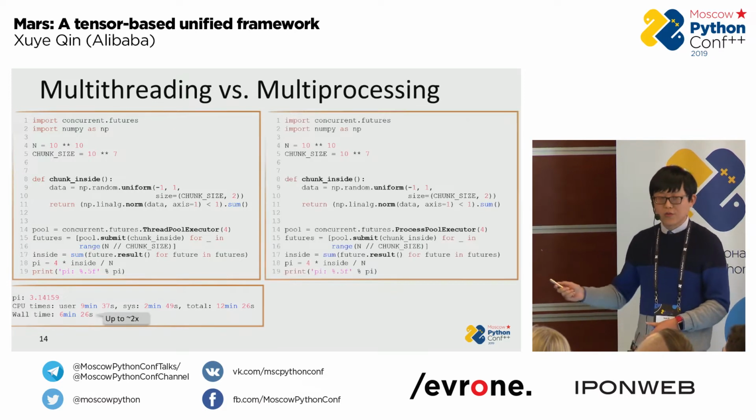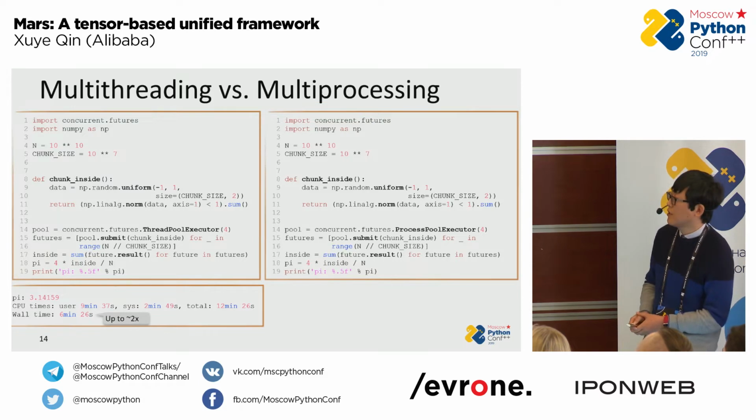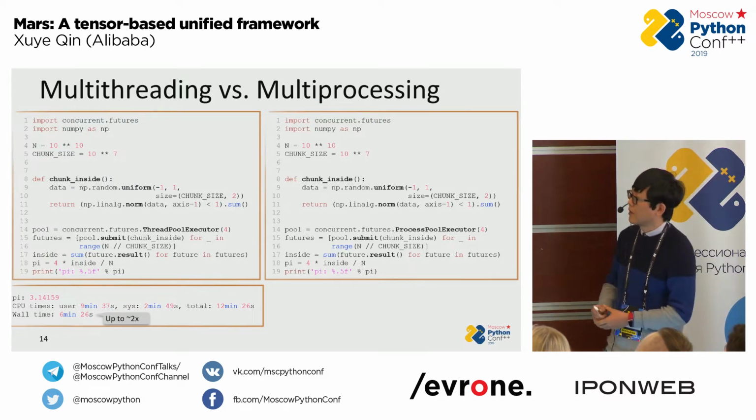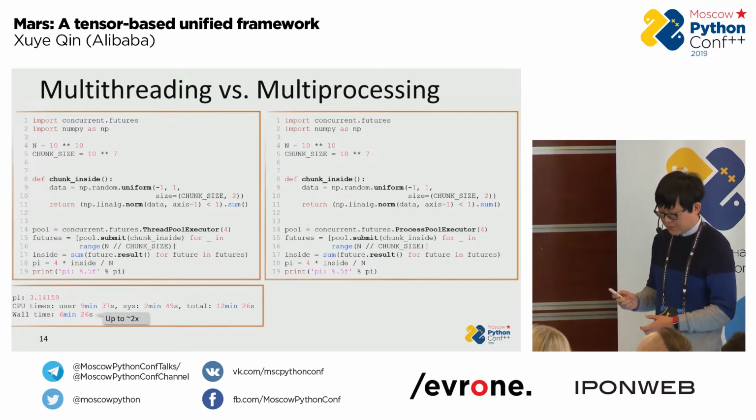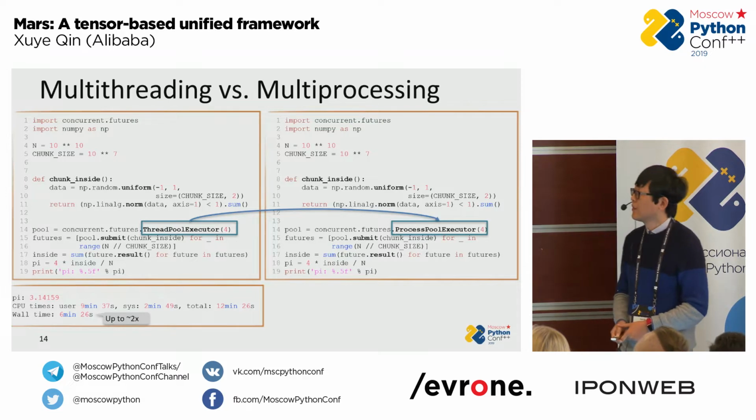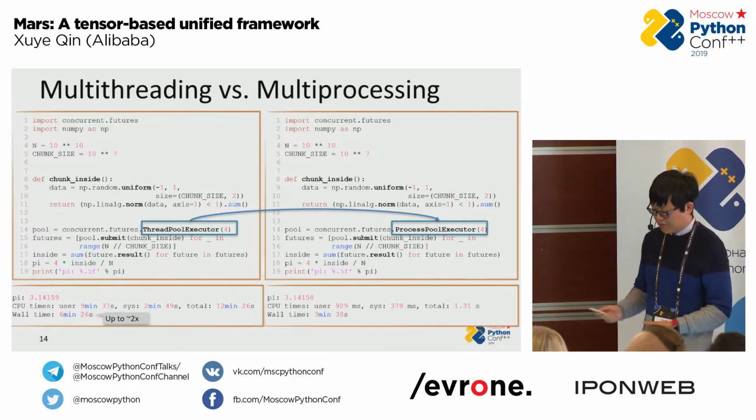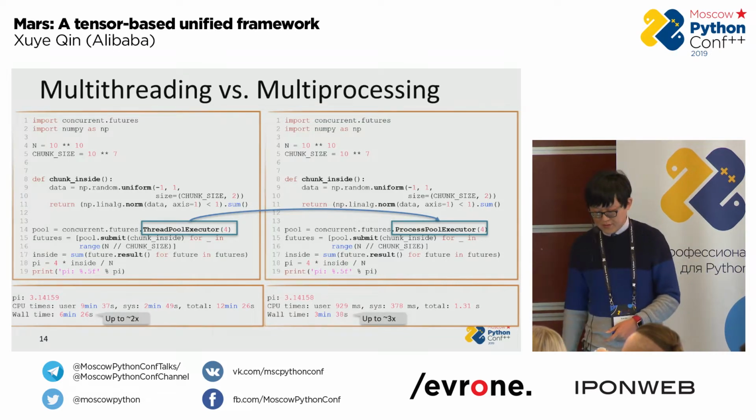And thanks to the elegance of the concurrent futures library, which is an internal library of Python, we can modify just one line of code from ThreadPoolExecutor to ProcessPoolExecutor, and we can tell the execution time is up to 3 times faster.